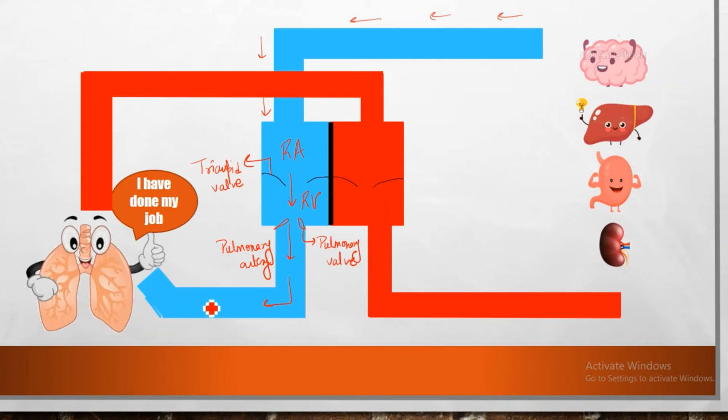So the blood will now reach the organ, the lung. The lung will do its job. What is its job? It will add oxygen to the blood and remove the carbon dioxide from the blood, resulting in the oxygenation of the blood. Now this oxygenated blood will be carried through the pulmonary veins to the left side of the heart.